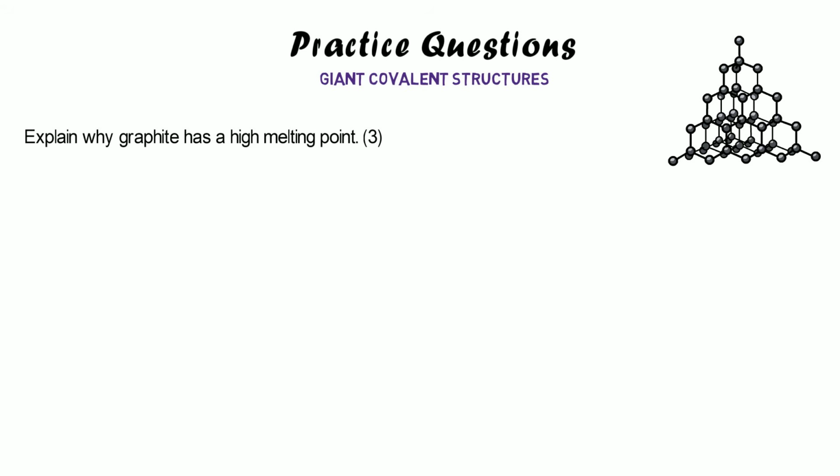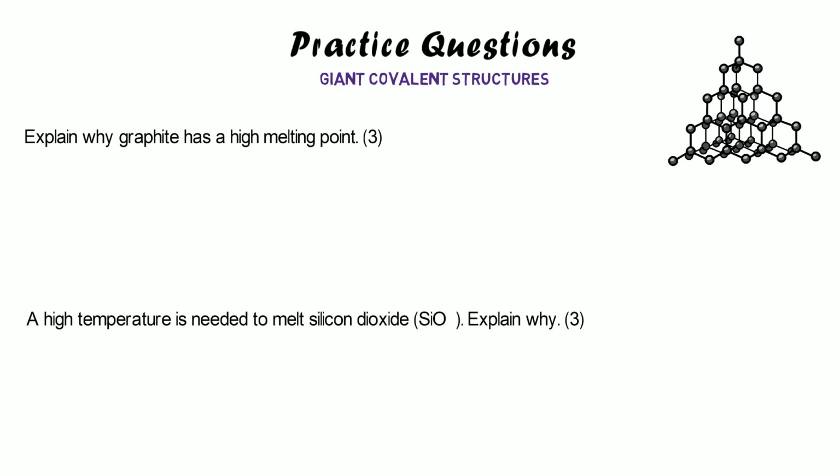Explain why graphite, which is one of the ones I mentioned, has a high melting point. And a high temperature is needed to melt silicon dioxide. And the formula for that is SiO2. That's another one you need to remember. Explain why. Pause and have a go.